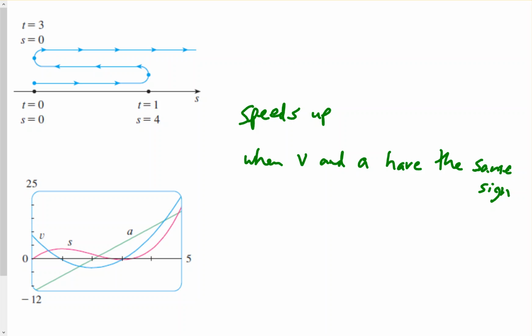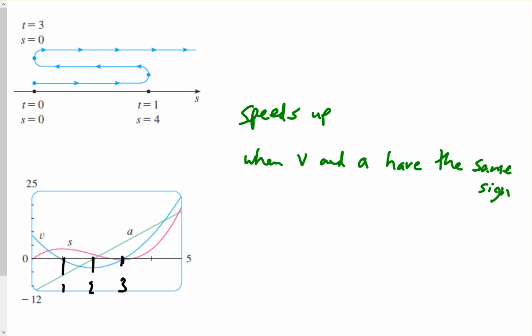So when we look at the graph, we can see that velocity and acceleration are both negative here, between 1 and 2. And then they're both positive after 3. Okay, so they're both positive, they're both above the axis after t equals 3. So that would be speeding up.